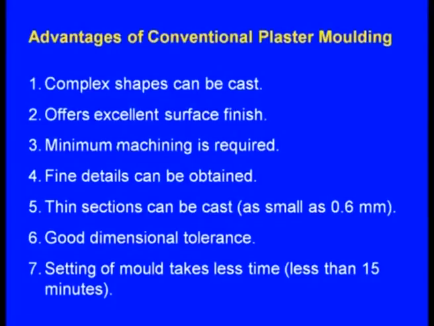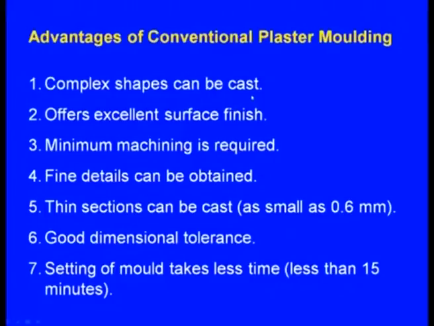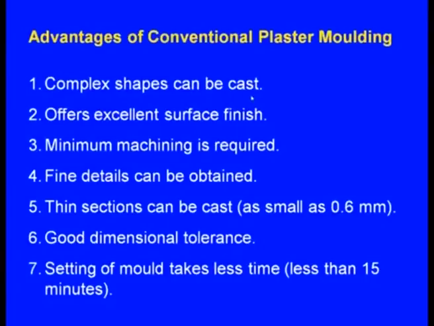Now, these are the advantages of the conventional plaster molding process. First one is complex shapes can be cast, successfully cast. So, this feature we can see only in investment casting or die casting. So, here complex shapes can be easily cast and it offers excellent surface finish.